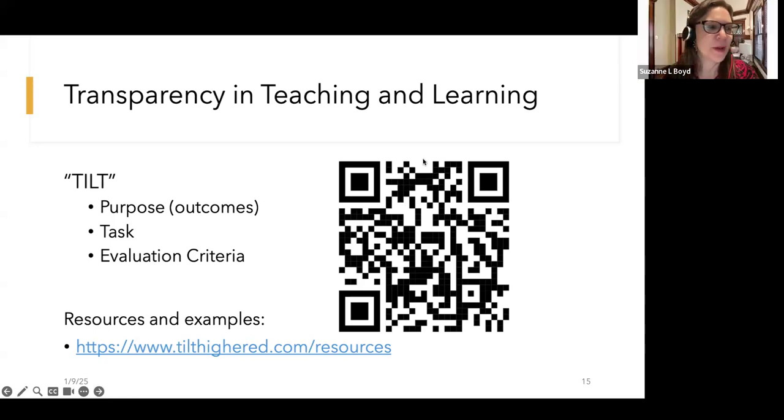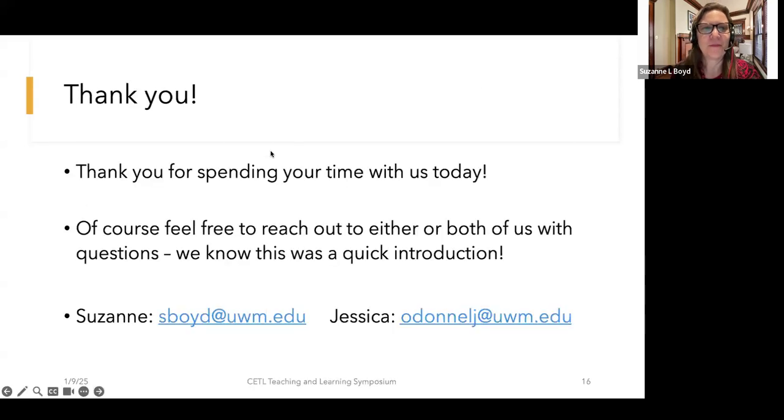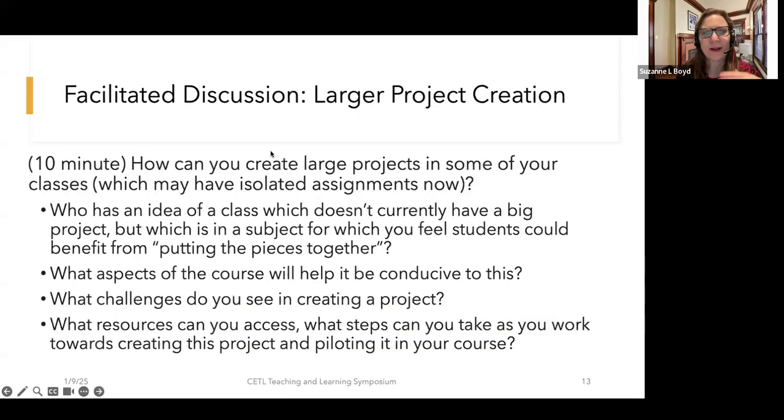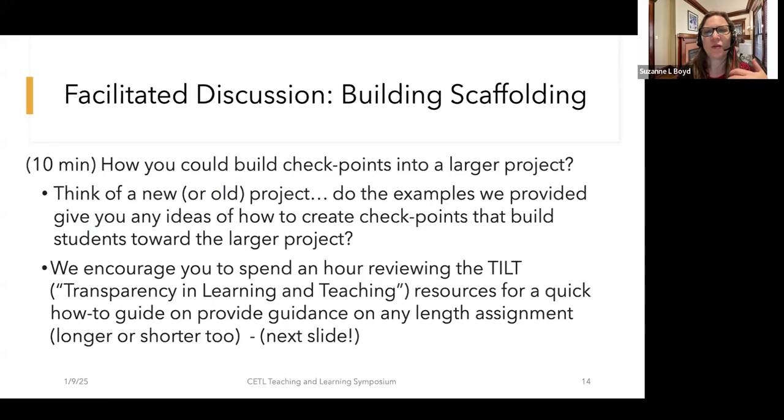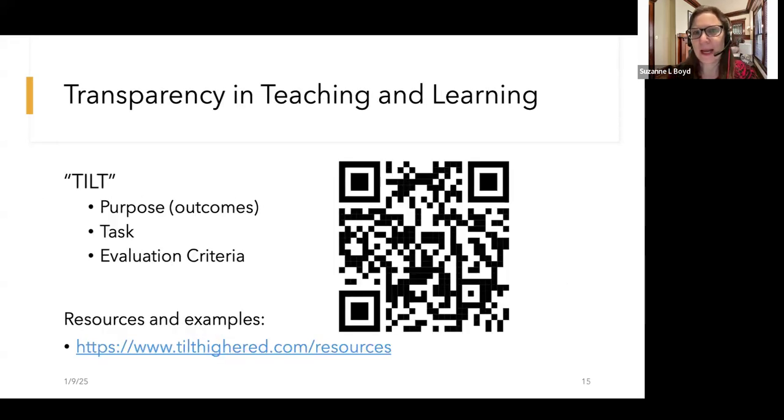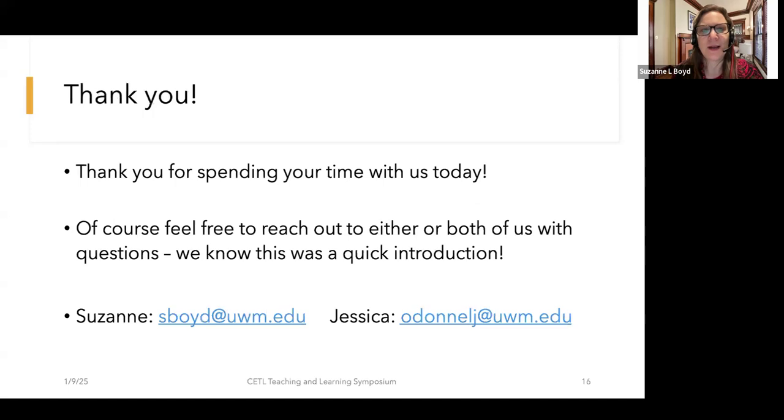All right, so we've somehow managed to get to about 5 minutes left. We had wanted to think about how to build a project and then also how to build checkpoints into a project. I feel like we've touched on both of those a little bit, but we could circle around again. And then I just wanted to make sure again to let you all know that you should feel free to reach out to us with more questions.